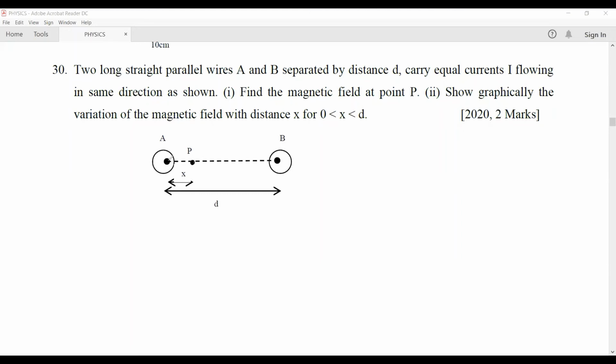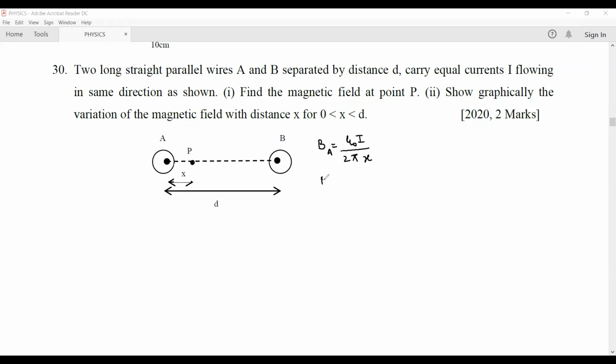There will be some magnetic field due to the A current carrying wire and due to the B current carrying wire. According to the right hand thumb rule, the directions of the magnetic fields will be opposite, so the net magnetic field will be the difference of them. First, let's find the magnetic field at point P due to the A current carrying wire, which is equal to mu naught into I upon 2 pi into the distance, and the distance of the point P from the A wire is x. So it is equal to mu naught I upon 2 pi x.